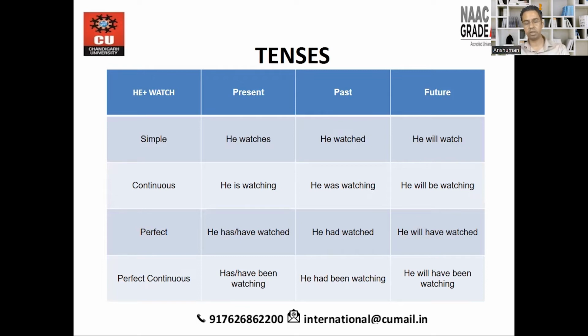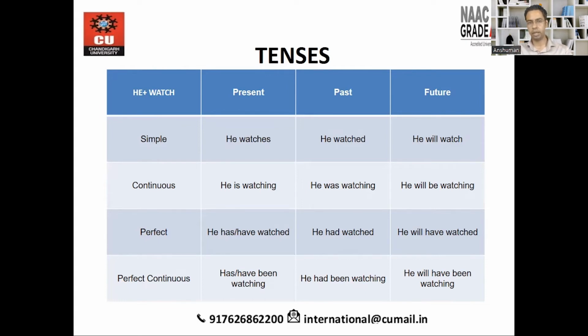What is perfect continuous? Perfect continuous tense means it started some time ago in the past, any activity, any event, and it is still continuing at the time of speaking, and it may go beyond that also. Okay. So the rules for present perfect continuous is subject plus has, have, been plus ing. Rules for past perfect continuous are subject plus had, been plus ing. Rules for future perfect continuous is subject plus will plus have been plus ing.